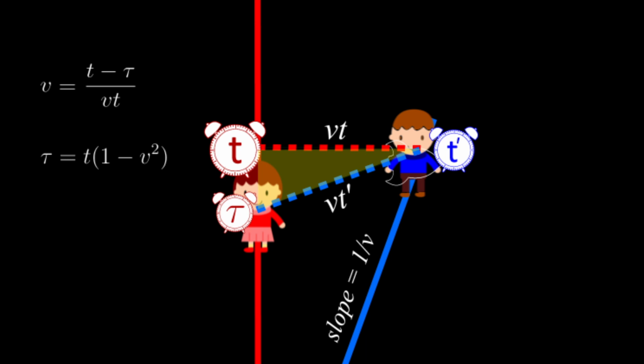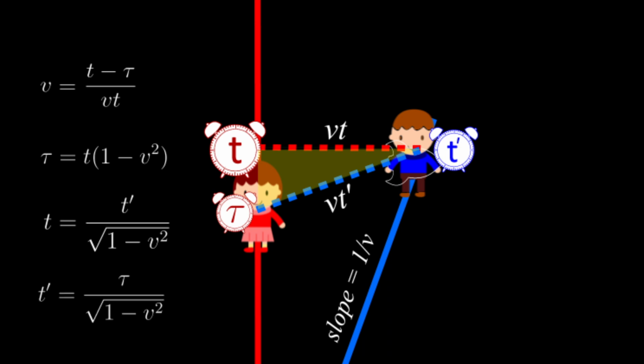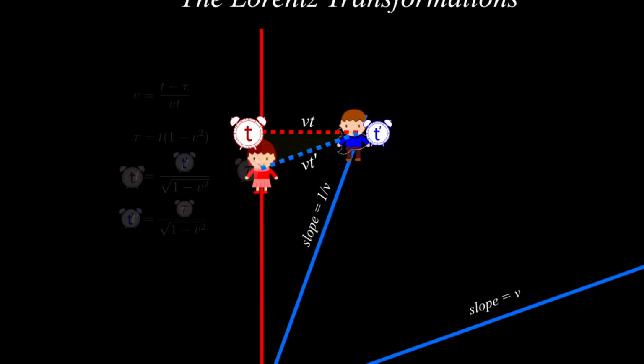Recalling the relationship between t and t prime from before, we can substitute this into the previous equation and get a relationship between t prime and tau. Notice that these last two equations have exactly the same form. The girl thinks that her time t is greater than the boy's time t prime, and the boy thinks that his time t prime is greater than the girl's time tau. So the situation is completely symmetrical, and whose clock is running slower is a question that is reference frame dependent. Anyway, back to a derivation of the Lorentz transformations.